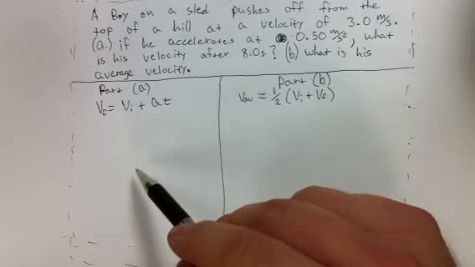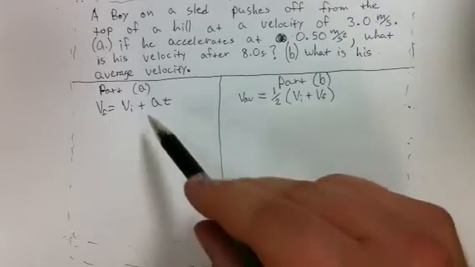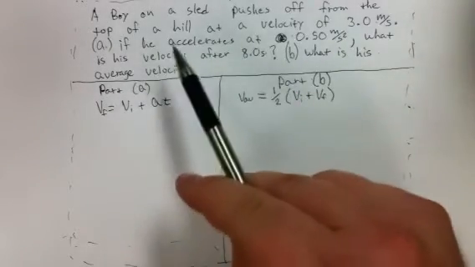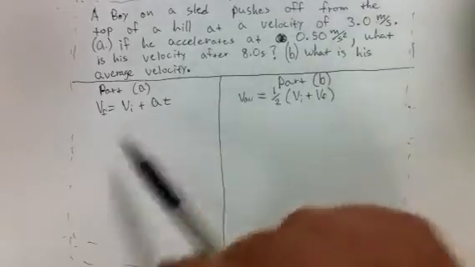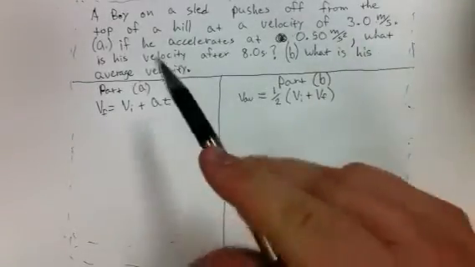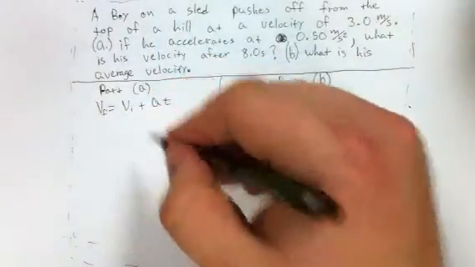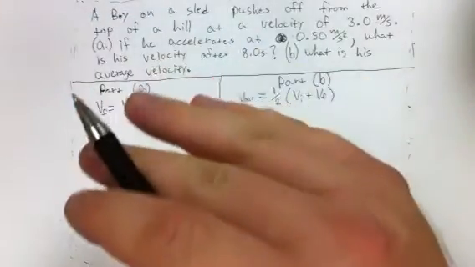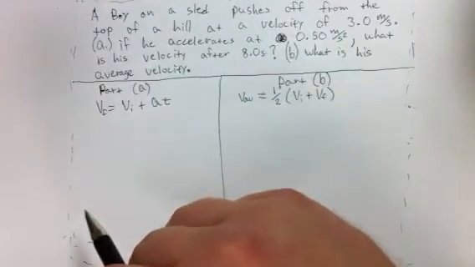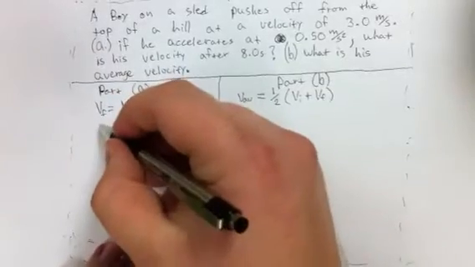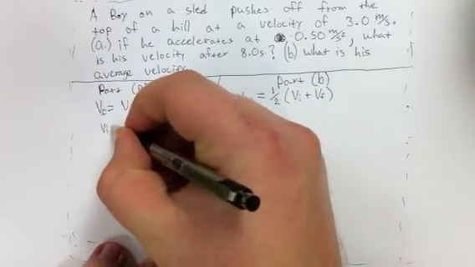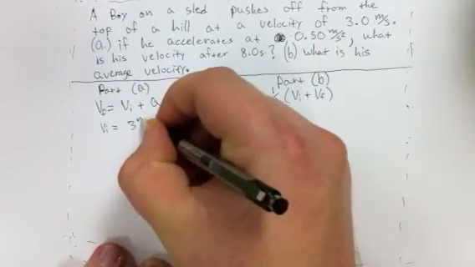What's given is a boy on a sled pushes off from the top of a hill at a velocity of 3 meters per second. 3 meters per second is going to give us our initial velocity. It's how fast he's going the moment that he pushes off from the top of the hill. So let's write that down on the piece of paper. So we know our initial velocity is 3 meters per second.